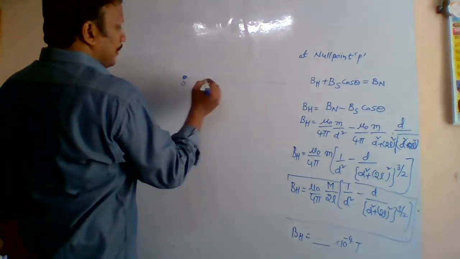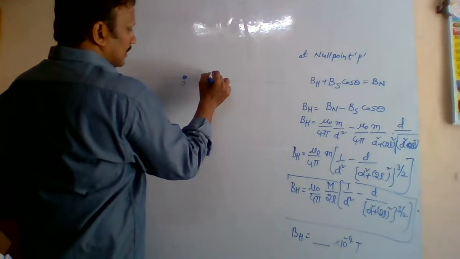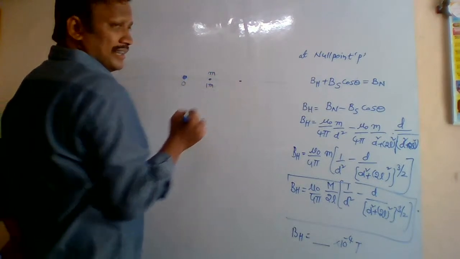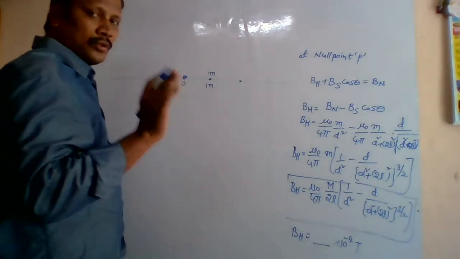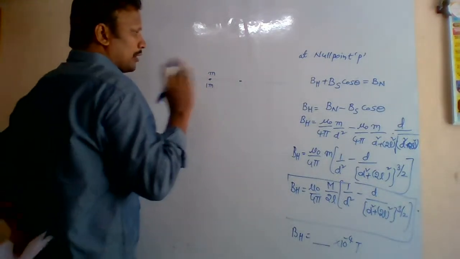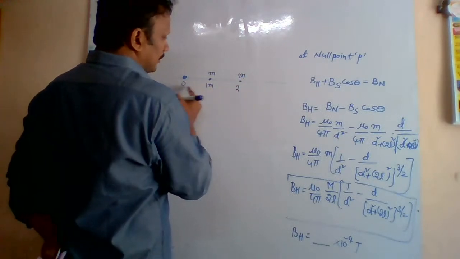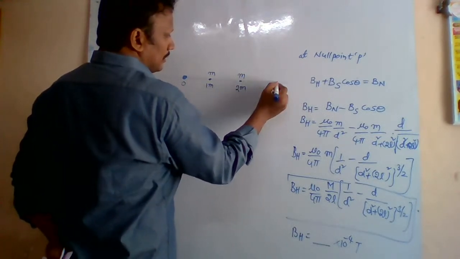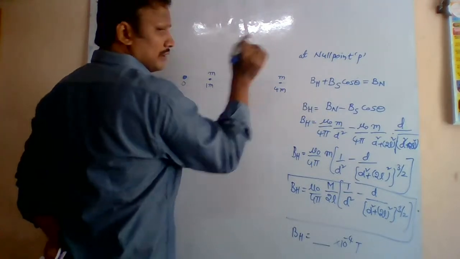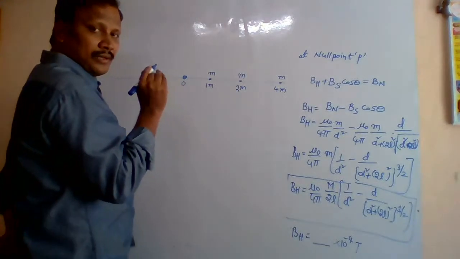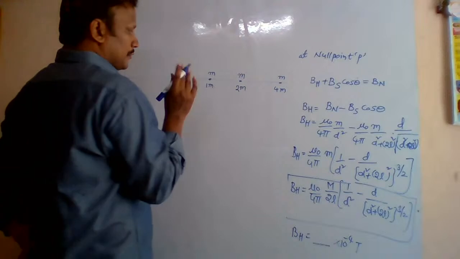Here, this is the origin, right? At 1 meter, pole strength M is there. All are identical. Identical means all are north poles or all are south poles. Here pole strength M is there. Length from here to here is 1, from here to here 2 meters. Next one, pole strength M at 4 meters, like all are north poles. Similarly, all are north or all are south.